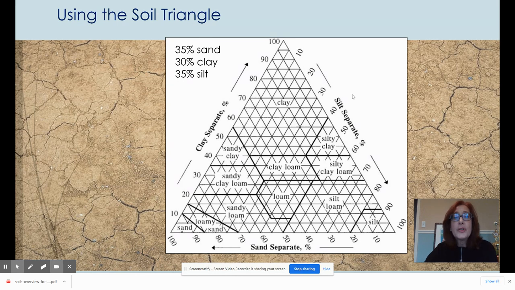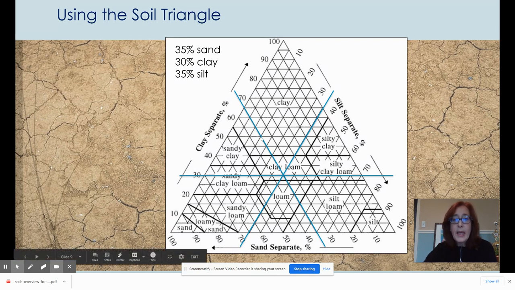So if you measured your sample and you see that you have 35% sand, 30 clay, and 35 silt, those are kind of equal amounts. But let's see what happens. We have 30% clay. We have silt is 35%, we draw a line. And then we have the sand is 35, and we draw it.